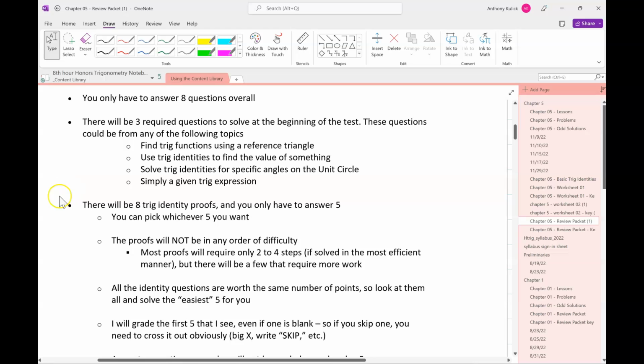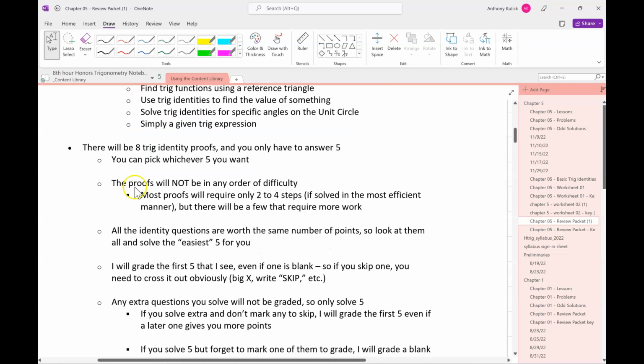Okay. So there'll be 3 required questions. They'll come from that form. Three from those 4 types. Then you'll have 8 proofs. You pick 5 to do.